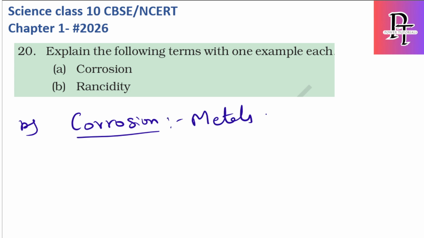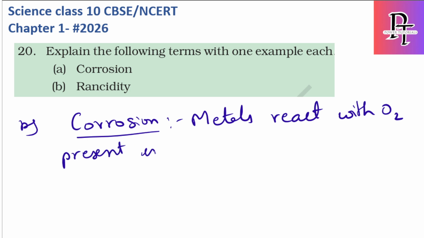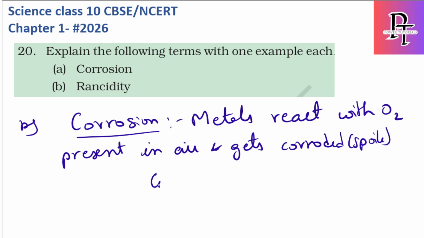Metals react with oxygen present in air and get corroded. Corroded means spoiled. Example, copper plus oxygen gives rise to copper oxide.